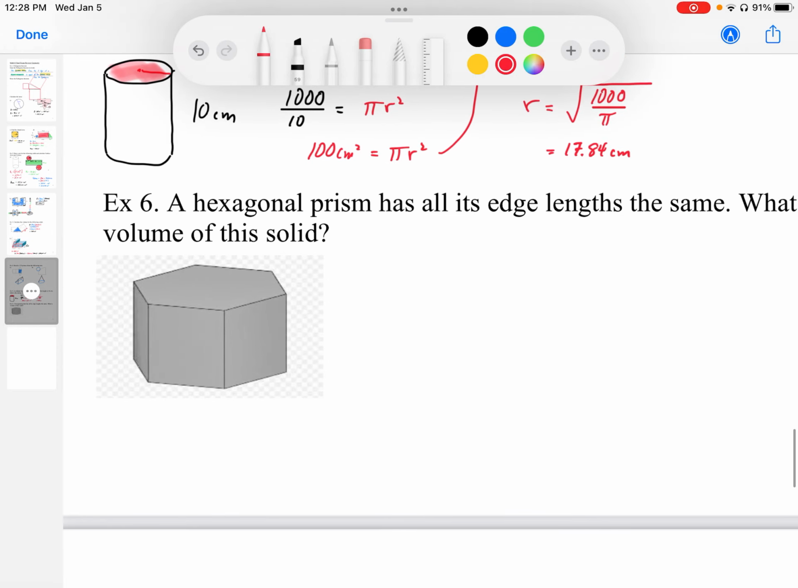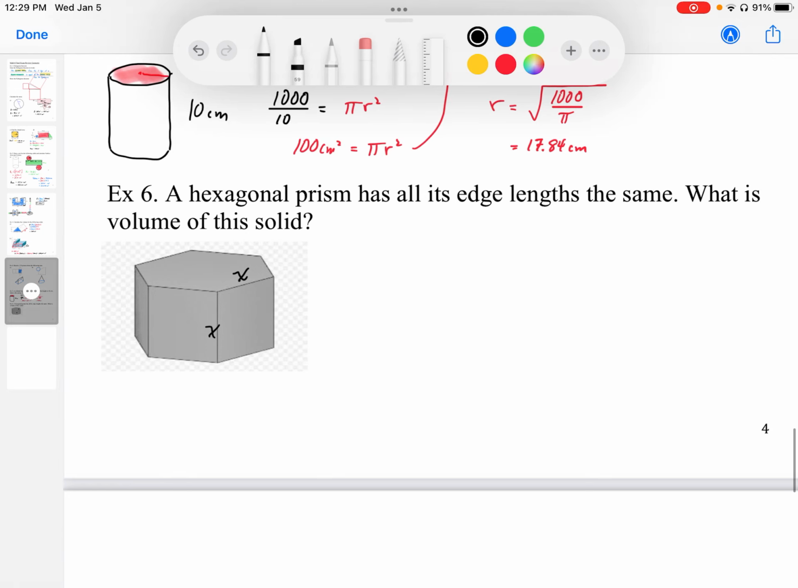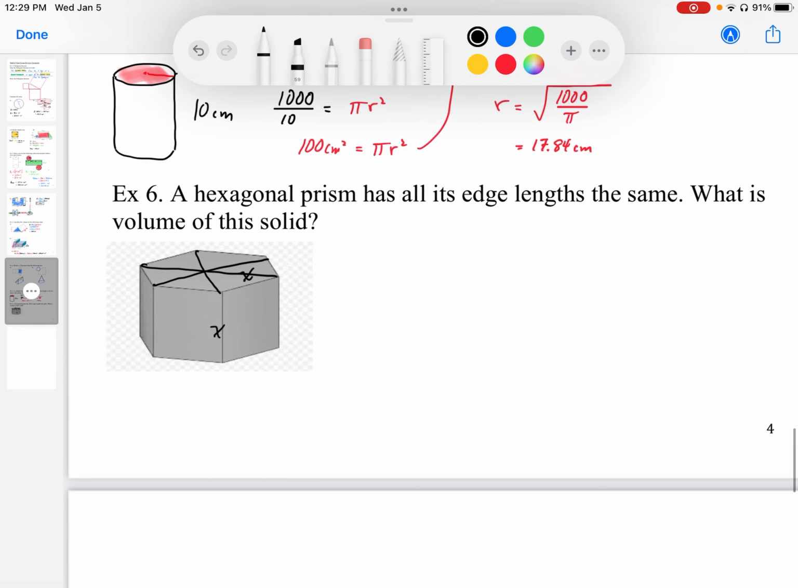Lastly, we have this hexagonal prism, and we want to know what the volume of this prism is. It doesn't give us lengths, it just tells us the edges are the same length. So we're going to have to use a variable here, and we're going to have to let each edge equal x. So it's going to be x, x, x, like that. And the key for hexagons is that if I connect the opposite corners, each of these triangles that are made are going to be equilateral triangles. So that's what I'm going to start with.